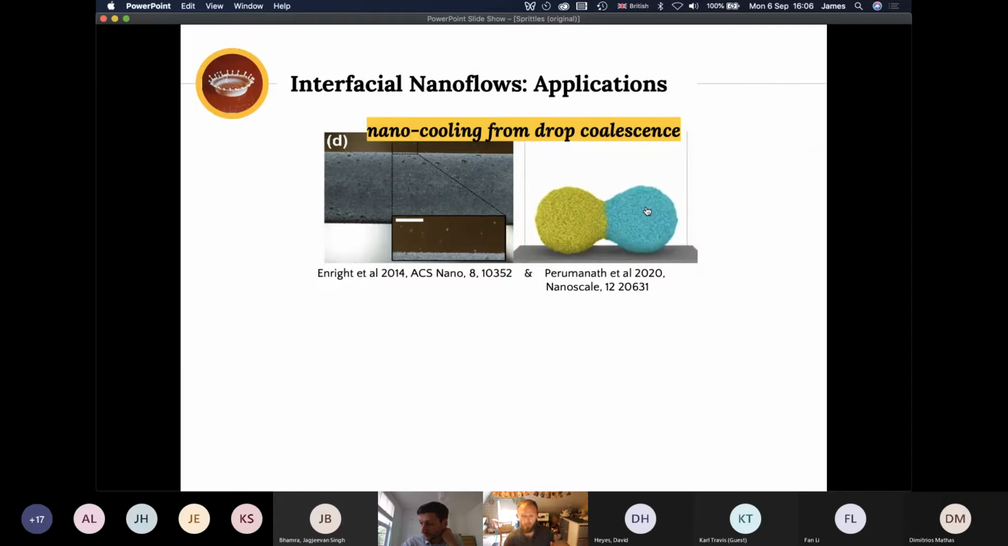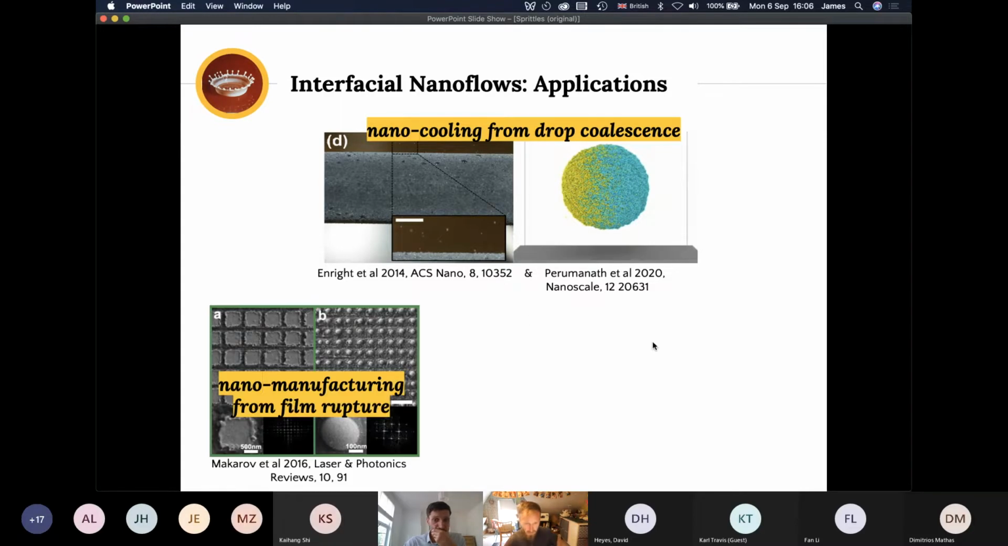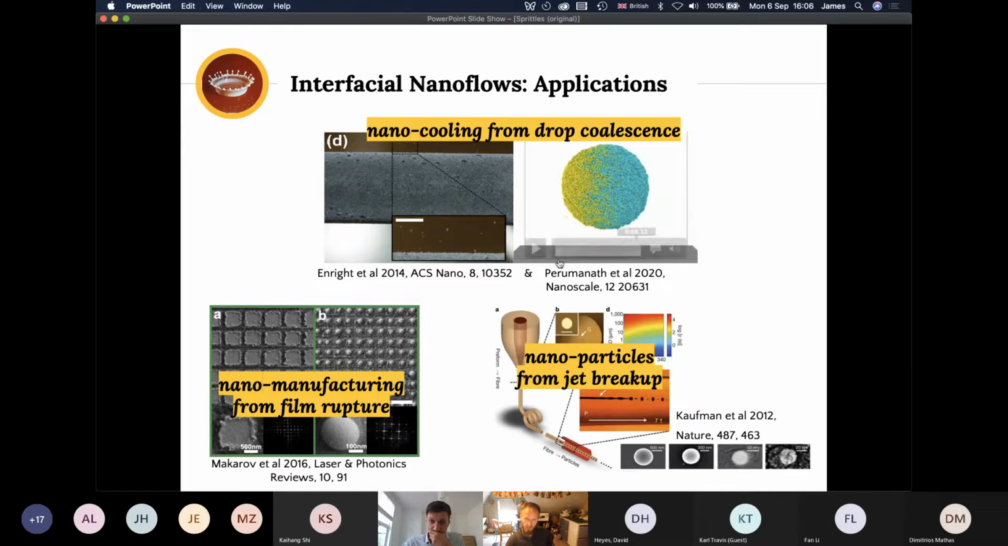So just to give you some motivation for looking at interfacial nanoflows, some of the applications I've been involved with, for example, looking at how coalescing microdrops can extract heat from surfaces. And Sri Hari in Edinburgh with Matthew did some work on the nanoscale equivalent there. There is increasing possibility to nano manufacture, so to create topologies on the nanoscale using de-wetting of films, and the possibility to use classical instabilities, which I'll talk about later, to create things like nanoparticles.